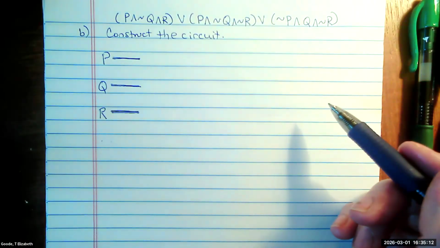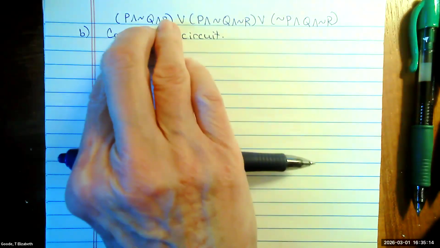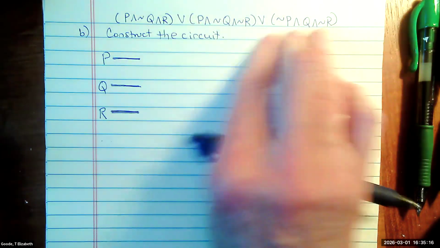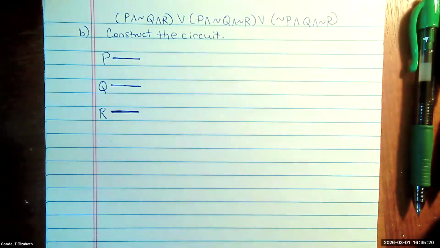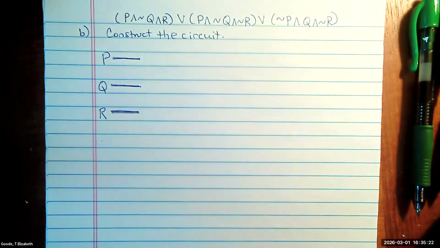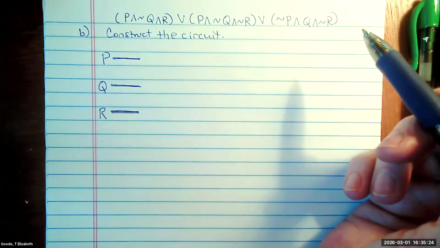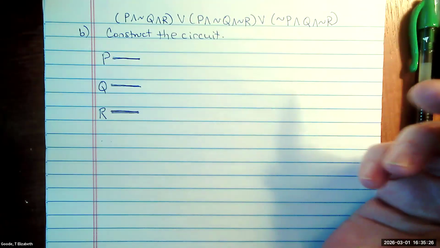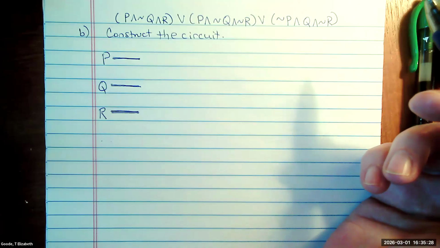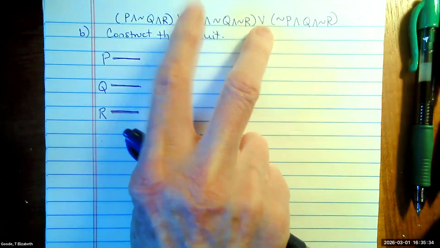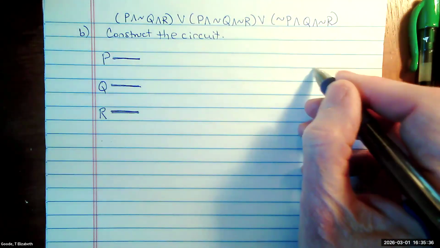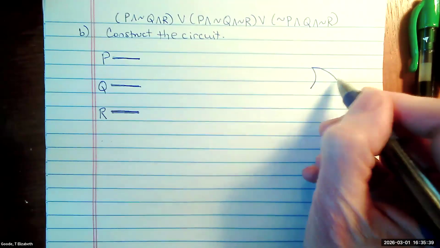The other thing that's nice to know when the expression is in disjunctive normal form, and not just Boolean form, is that the very last operator, the very last gate, is going to be this OR gate. So there's going to be an OR gate here at the end.